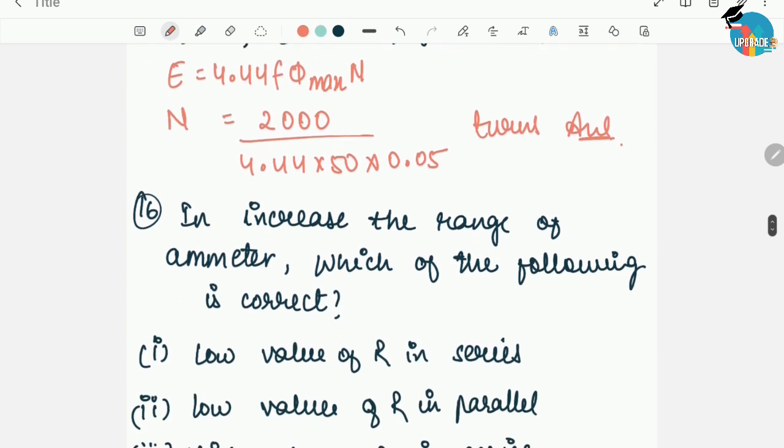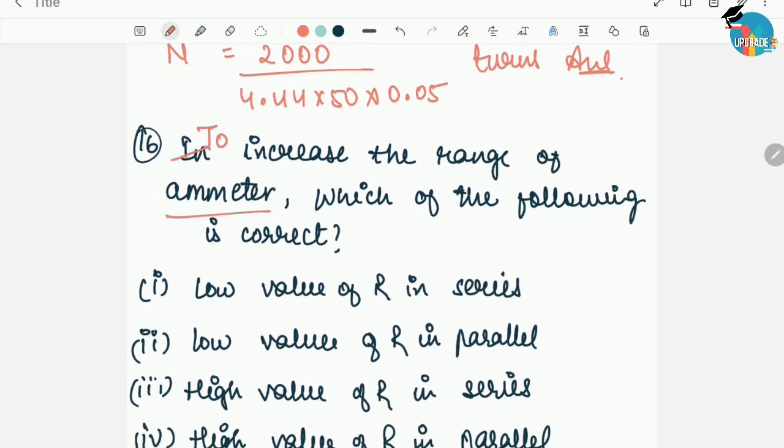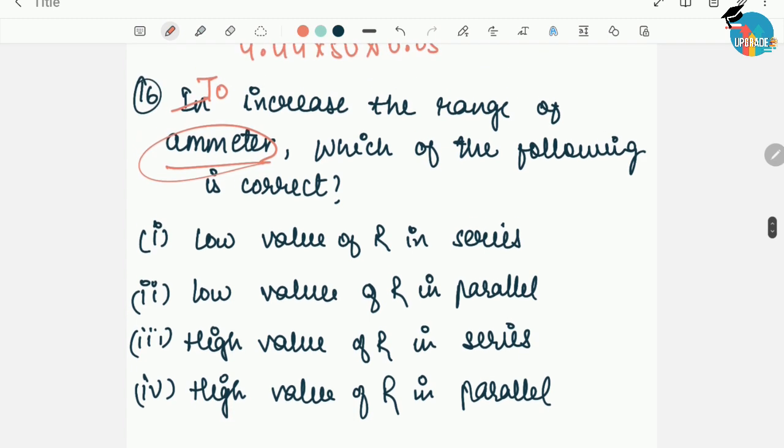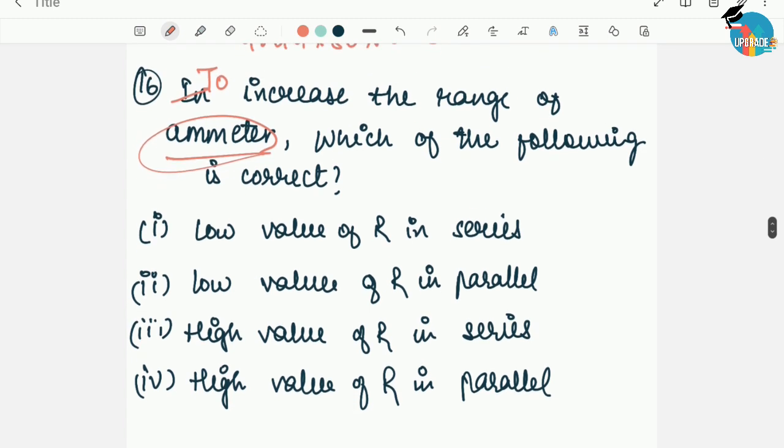Moving on to the next question. To increase the range of the ammeter, which of the following is correct? Options were A, low value of R in series, B, low value of R in parallel, high value of R in series, or high value of R in parallel. So the correct answer is low value of resistance connected in parallel. Option B is the correct answer.